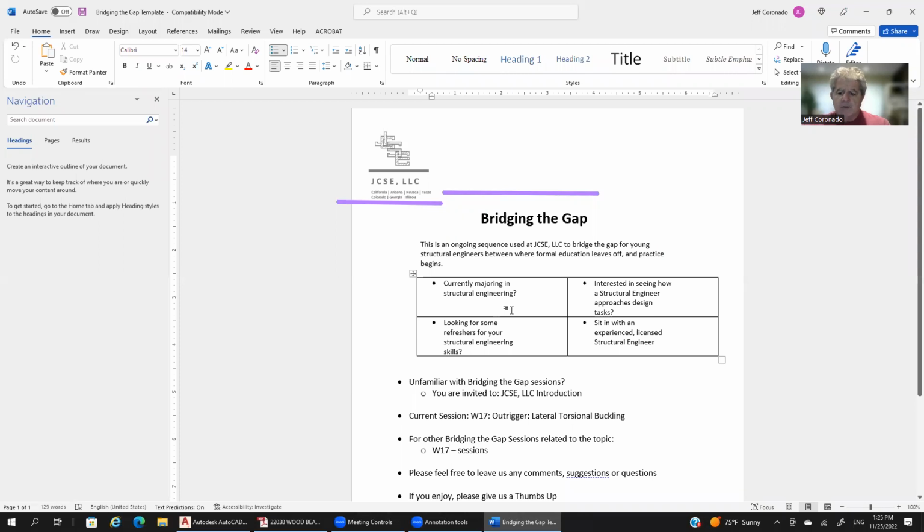So yes, that concludes this session of Bridging the Gap for the outrigger and specifically determining the lateral torsional buckling. Again, for other topics related to that detail we were looking at, W17, you can search for those in the channel, in the JCSE LLC channel.